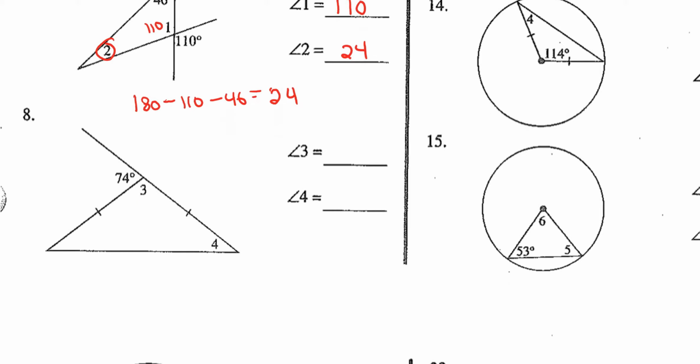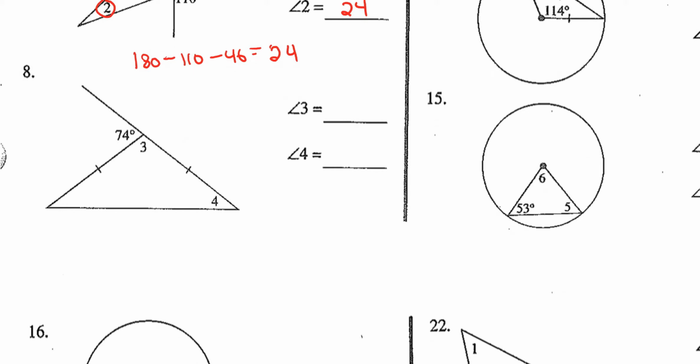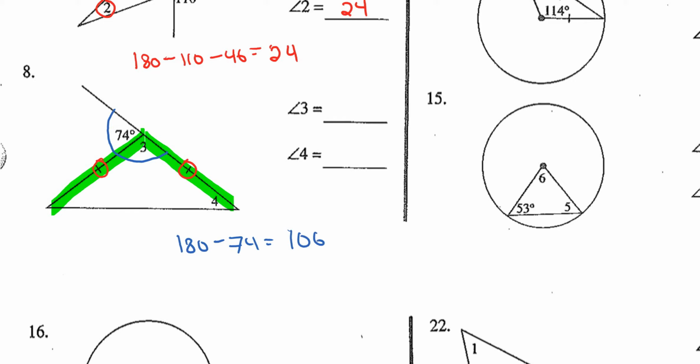Okay, let's move on to question number 8 here. For question number 8, notice that this side and that side are equal because of the markings there. So you do have an isosceles triangle. That's something that you might have to remember. And we can find angle 3 right away by using the angles on a line concept. So in order to find angle number 3, it's going to be 180 degrees minus 74. So 180 degrees minus 74 is going to be 106. So that's going to be 106 degrees.